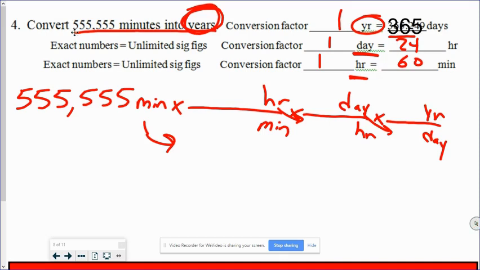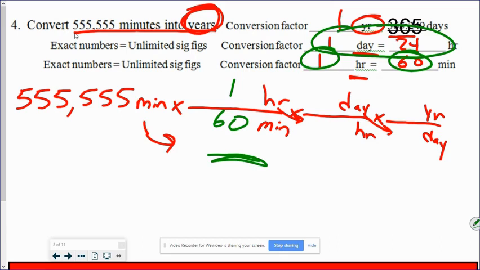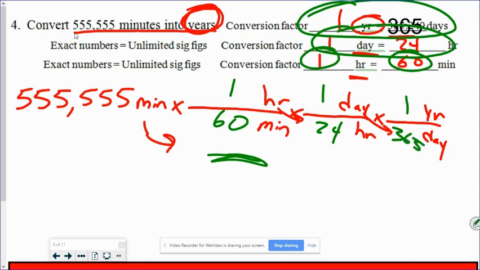Now I got to go and put some numbers in there. Hours and minutes. What's the relationship with hours and minutes? Well, the 1 goes with the hour and the 60 goes with the minutes. What's the relationship between days and hours? Well, the 1 goes with the days and the 24 goes with the hours. So 1 day, 24 hours. And what's the relationship between years and days? The 1 goes with the year and the 365 goes with the days. Labels cancel out. Numbers do not. We're left with our answer in years.